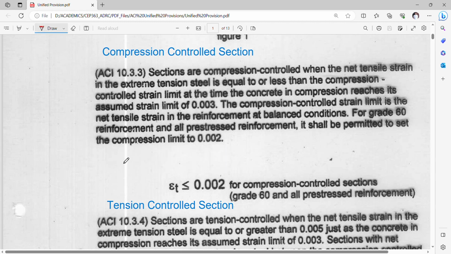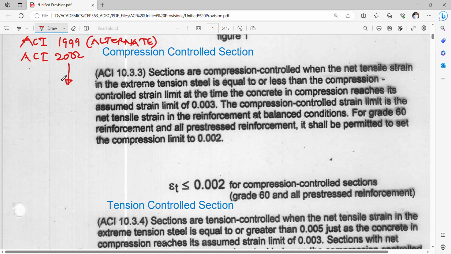So this ACI provision actually started way back in 1999 on alternate provisions, and then for the regular provisions, it has started ACI 2002 onwards.